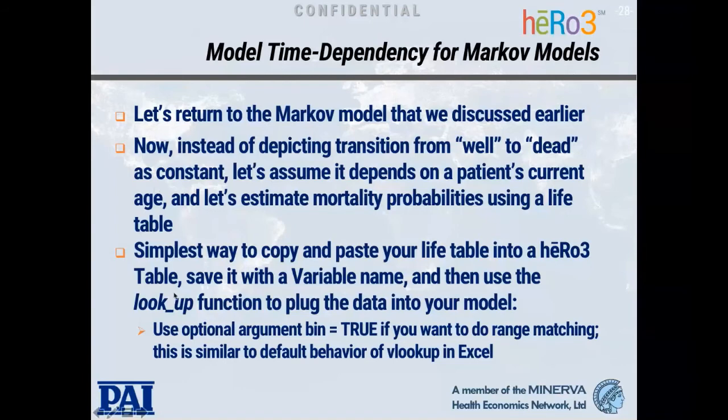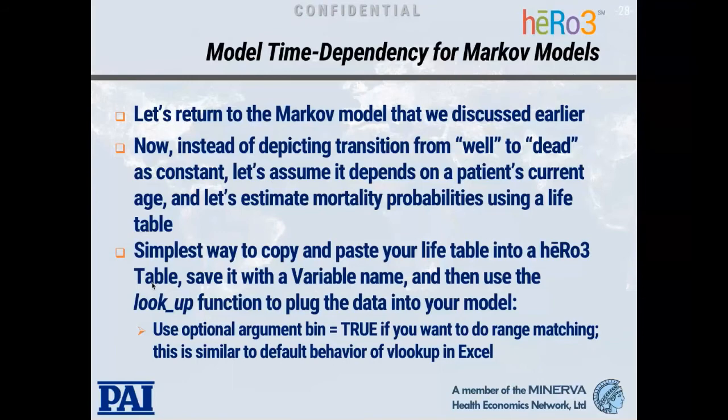And so the way we're going to do this is we're going to define a table in the heRo3, which we haven't actually covered yet, but we'll show an example of this now, where we have put in a life table, some life table data, and then we're going to define a variable which represents the starting age, and then we're going to define another variable which represents the current age in the model, which is just the starting age plus the number of years that have elapsed in the model so far.